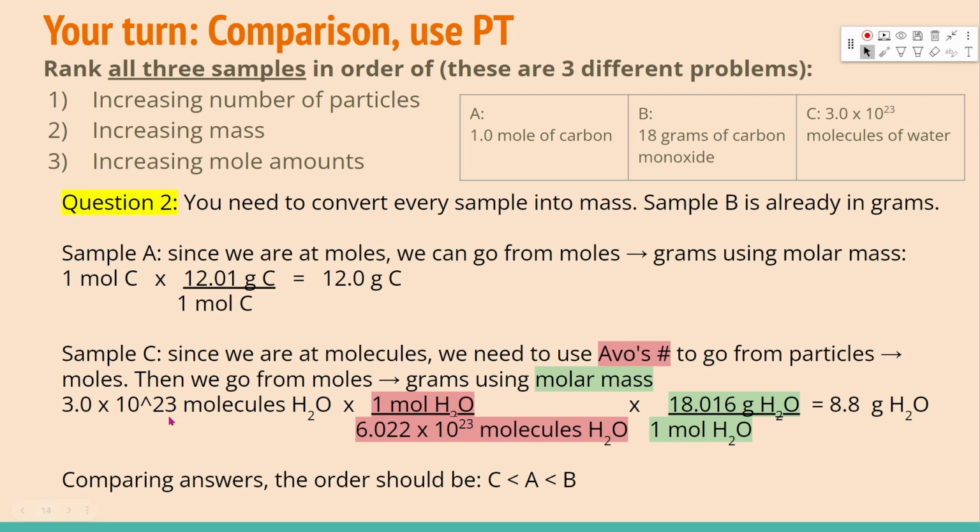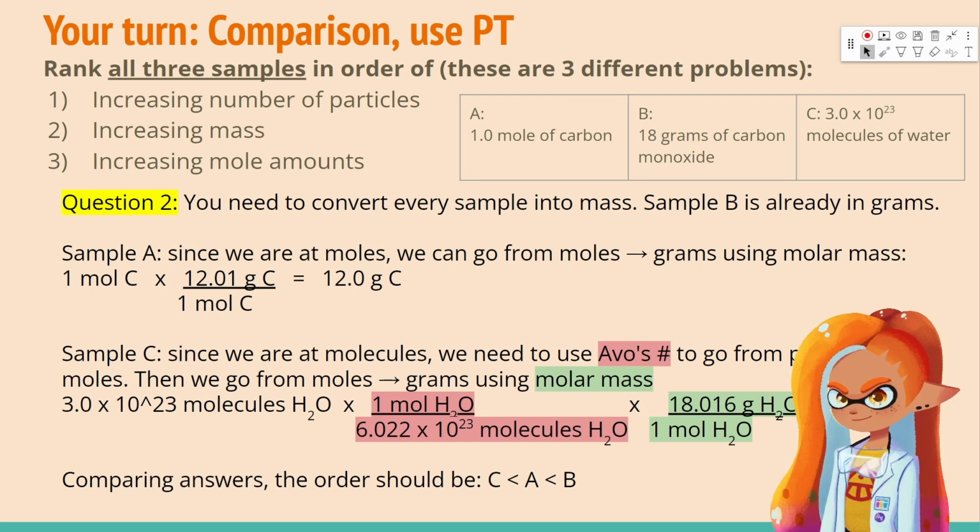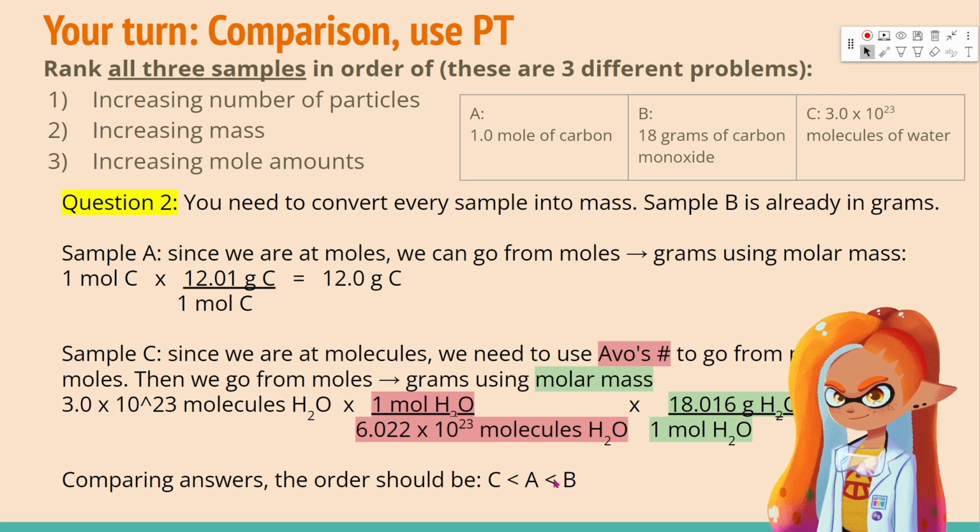So we have the value that was given in the problem. I make sure molecules cancel out, so Avogadro's number is on the bottom and moles is on the top. Then I'm left with moles of water as my unit. Then I use molar mass. I looked up what H and O were, multiplied the H by 2, and then added them together. And then I put a mole of water on the bottom because I wanted to make sure those canceled out. So I'm left with grams of H2O at the end, and I get 8.8. So there we go. When I'm comparing my answers, the order should be CAB. So that is how I would answer question 2.